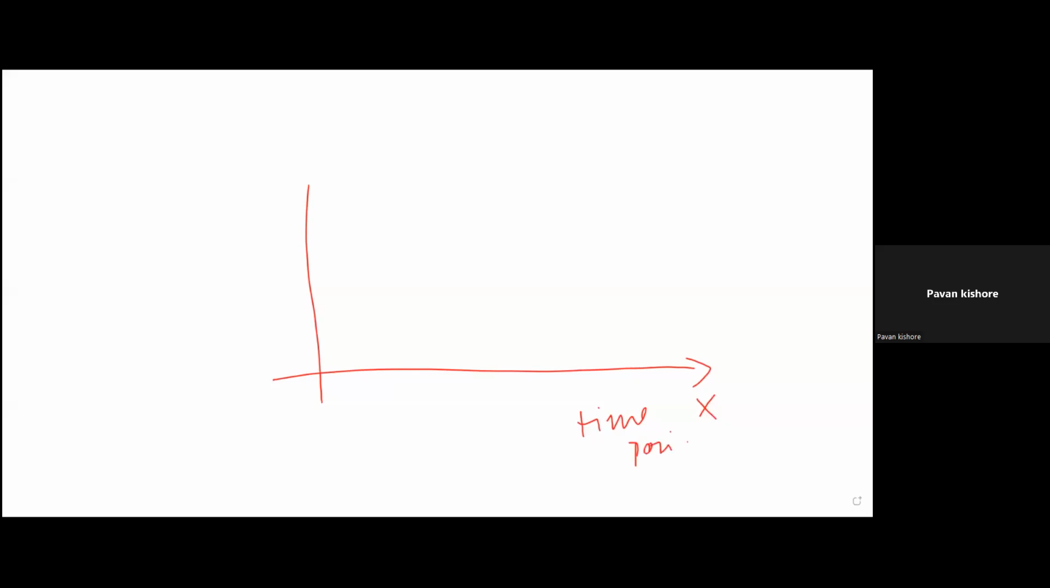Here on the y-axis we'll have the number of users, virtual users maybe. Here we'll give a ramp up, and according to our user load, the sudden spikes will be there. Fair enough. Can you draw the graph for a stress test?